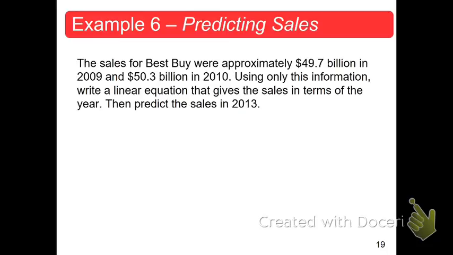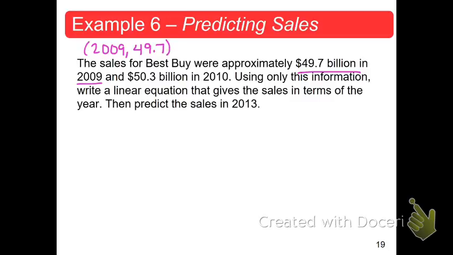But this one, we're writing the equation, so it matters which one is my x and which one is my y. And so it says to write a linear equation that gives the sales in terms of the year. So sales is my y and the year is my x. So when it gives me these ordered pairs here, that 49.7 billion in 2009, I'm going to write that ordered pair as (2009, 49.7), and I know that stands for billions of dollars.